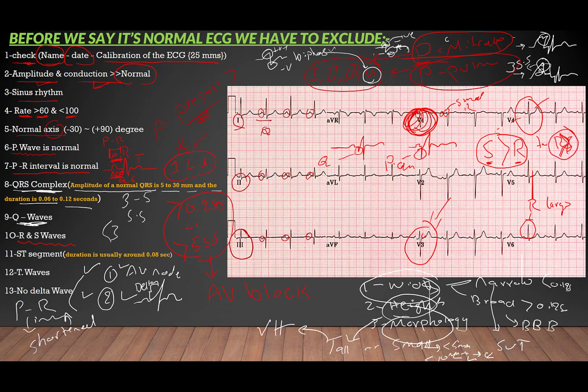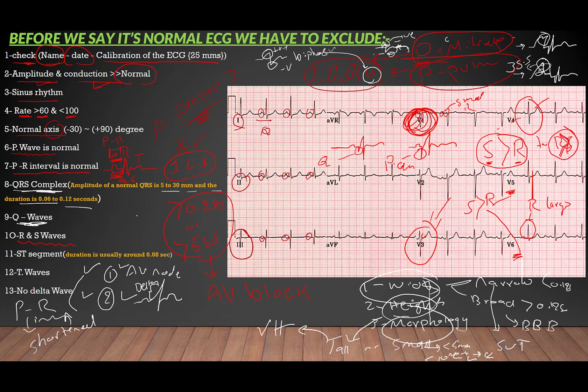Poor progression means that the S wave is larger than the R wave through to leads V5 and V6. Okay, this can be a sign of previous MI, but can also occur in very large people due to poor lead position.